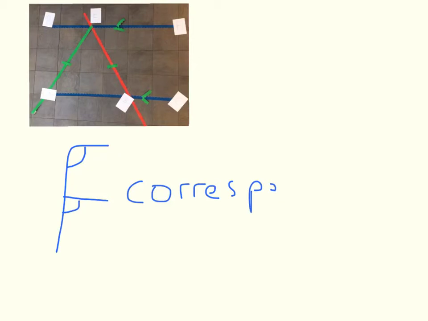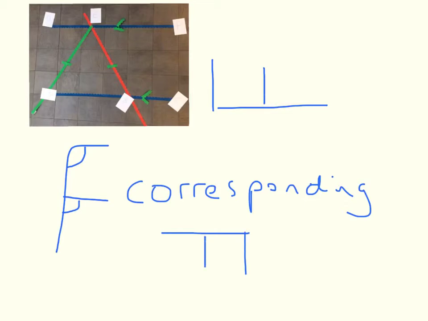The second shape I can look for are corresponding angles. Corresponding angles are if we can find an F shape. And if we can find an F shape, we know that this angle here and that angle there are corresponding and therefore equal. Now sometimes you might find the F in different shapes. You might find them that way, and you might find them even that way. But it doesn't matter, corresponding angles are always the same.